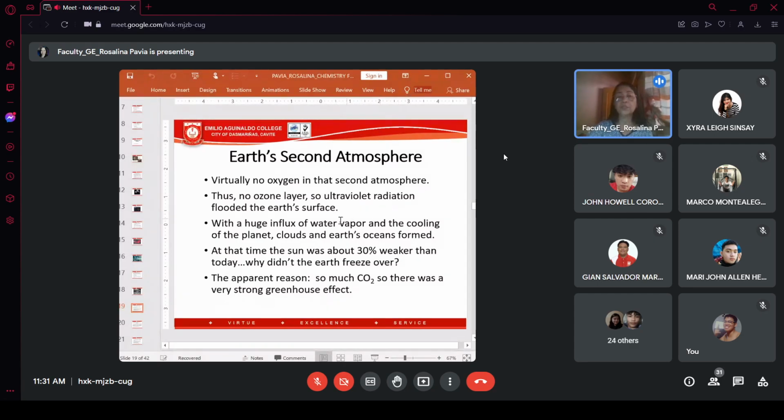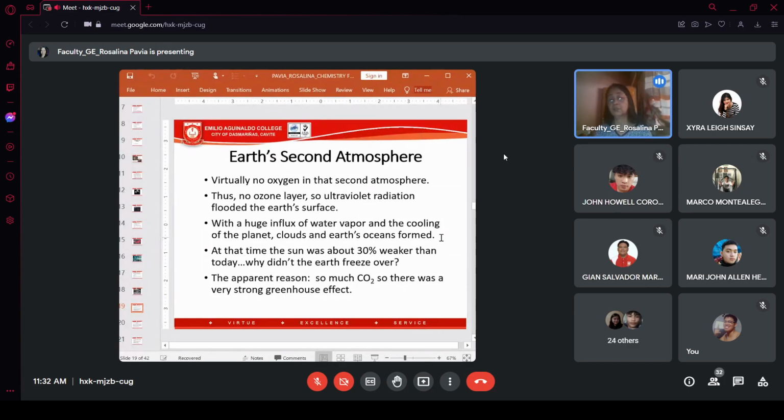Now, with the huge influx of water vapor coming from volcanoes, and the cooling of the planet, clouds on Earth's oceans form. Nag-form na ng clouds at saka oceans. At that time, the sun was about 30% weaker than today. Okay, so hindi pa masyadong nagbibigay ng heat energy ang sun. So what happened? We should have been frozen during that time. The Earth should have been frozen during that time.